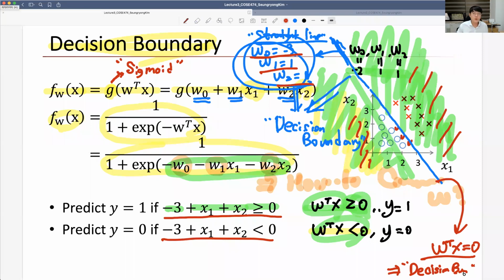In other words, the goal of the classification problem is to estimate or to predict the decision boundary. Okay. So, are there any questions so far? No? Okay, so then let's continue.